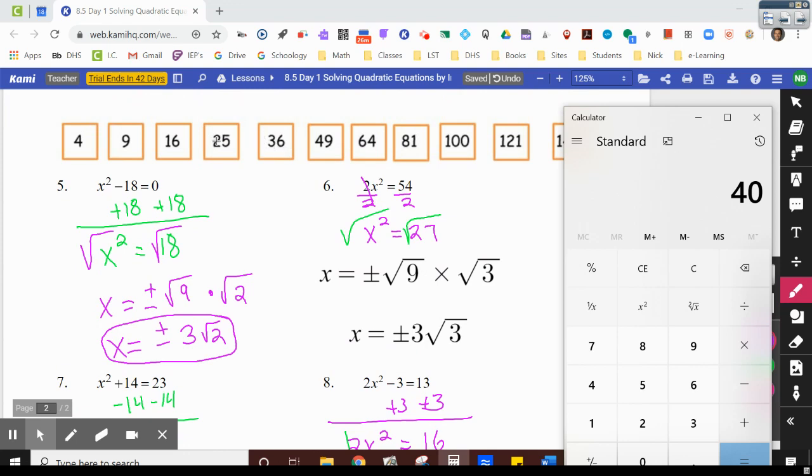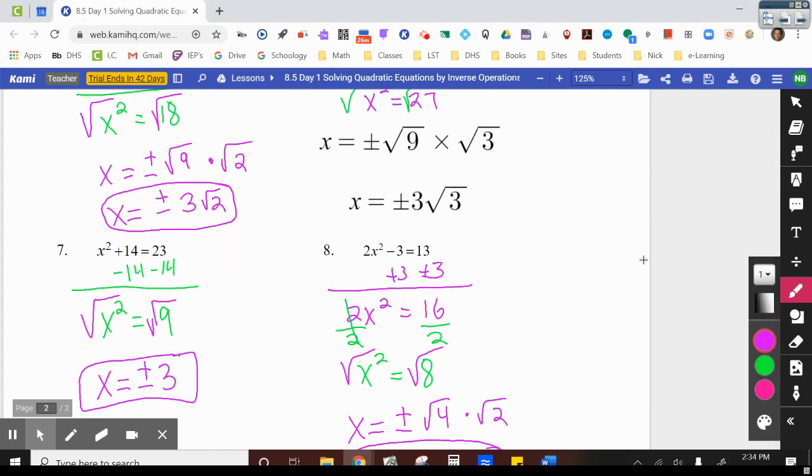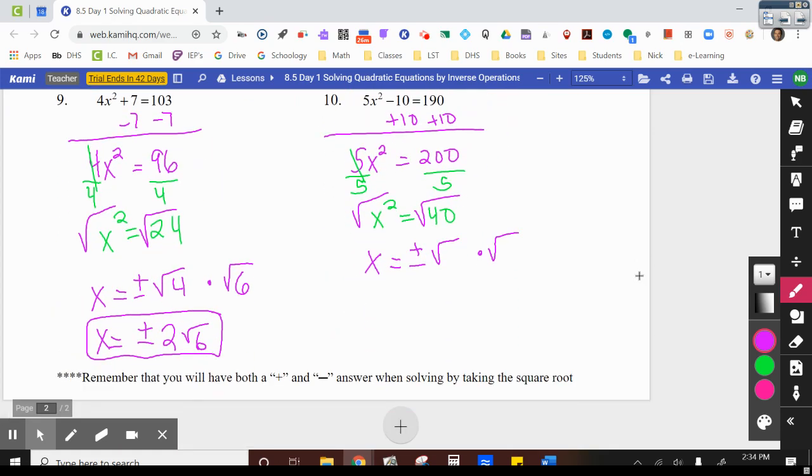Well, 36 is too big. I know 25 doesn't work, so let me try 16. 40 divided by 16, no, it's 2.5. That doesn't work. 40 divided by 9, nope, that doesn't work. So let's see if 4 works. 40 divided by 4, yep, it's 10. So that means we're going to break up this radical 40 into radical 4 times radical 10. And now to finish this off, we're going to say that x is equal to plus or minus 2 radical 10.